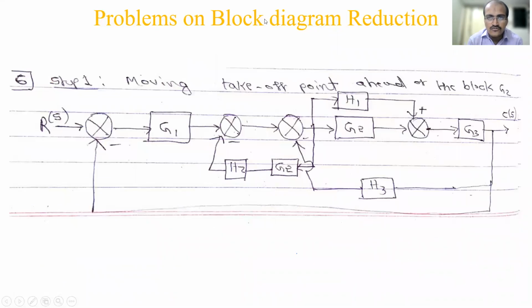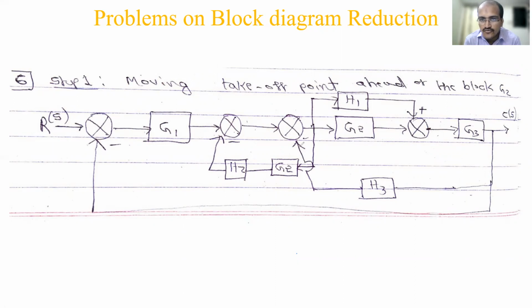If you have not gone through, you have to go through after this one. While solving the problem, you have to look at that. Now this takeoff point at G2 here, I have moved it here, and to move this, there should not be a change in the meaning. That's why the same G2 block is kept in series with H2.